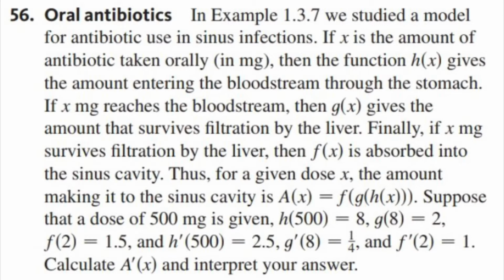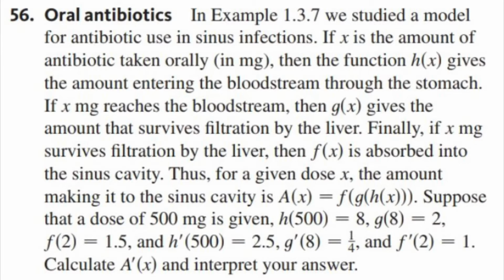Now, I know this looks like a really long and scary problem, but once you break it down, it's okay. As I said, we have to find A prime of x using the numbers that they give us. And we know that h of x is the amount entering the bloodstream. g of x is the amount that survives the filtration of the liver. And f of x is the amount actually absorbed into the sinus cavity.